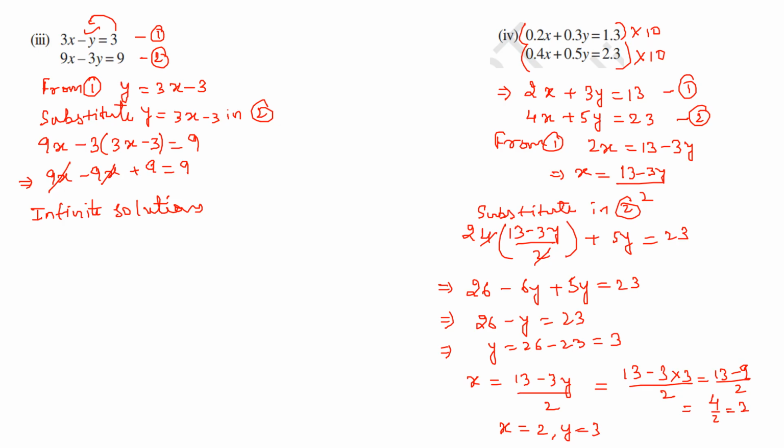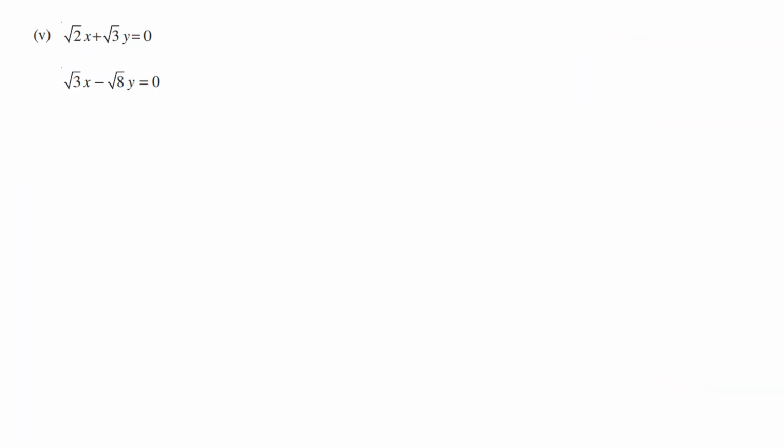Okay. Now let's move to the next part. Next question is root of 2 x plus root of 3 y equal to 0 and root of 3 x minus root of 8 y equal to 0. So here what you have to do, everything is in the root form, isn't it? Take this as your first equation and this as your second equation. Now from the second equation I can write root 3 x equal to root of 8 y. So x will be root of 8 y by root of 3.